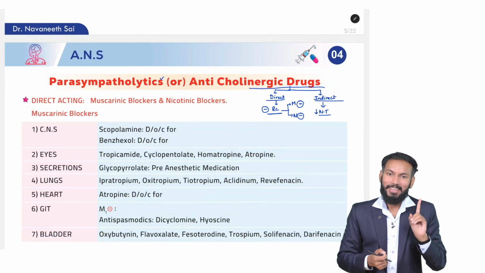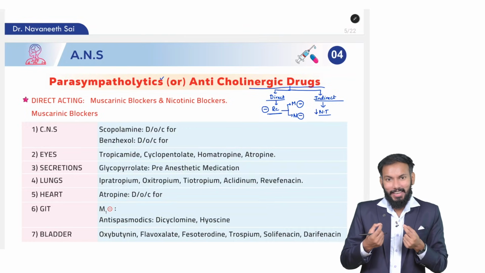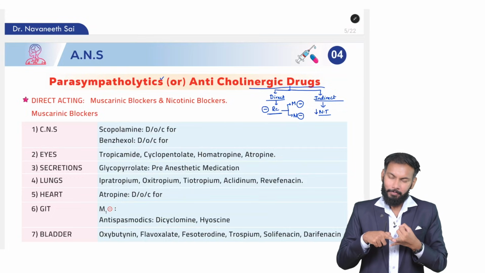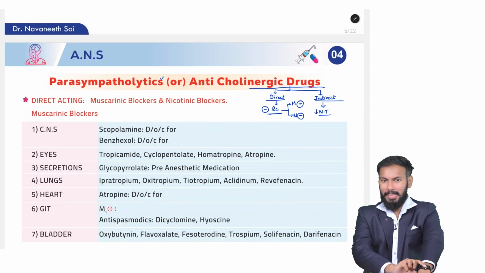One anti-muscarinic drug that is very important for the exam. What is it? It is atropine. Atropine is drug of choice for organophosphate and carbamate poisoning. Yes, this is about the muscarinic receptor blockers. These are also known as anti-muscarinic drugs.